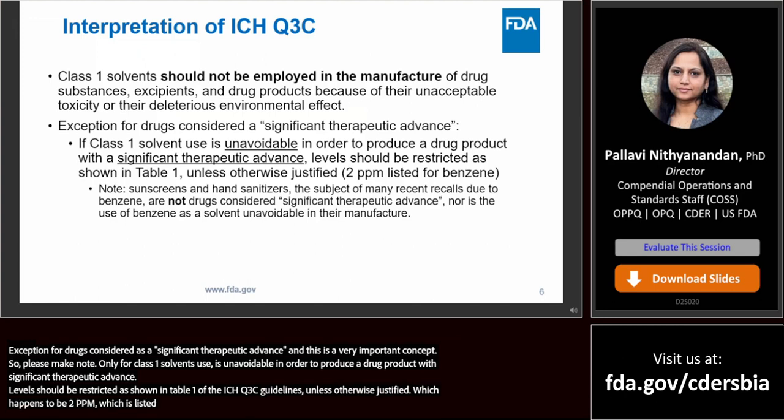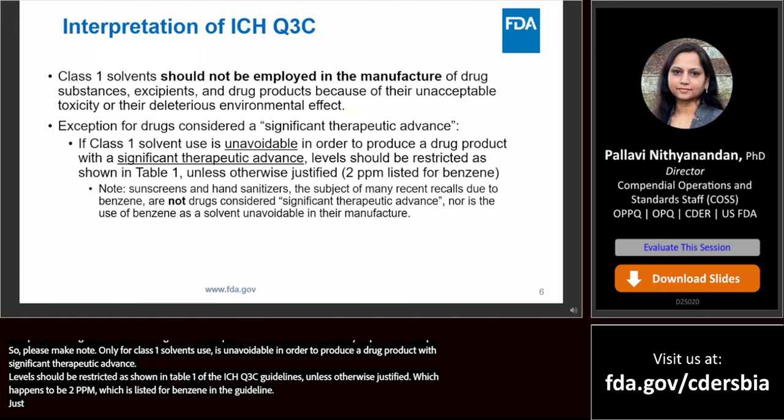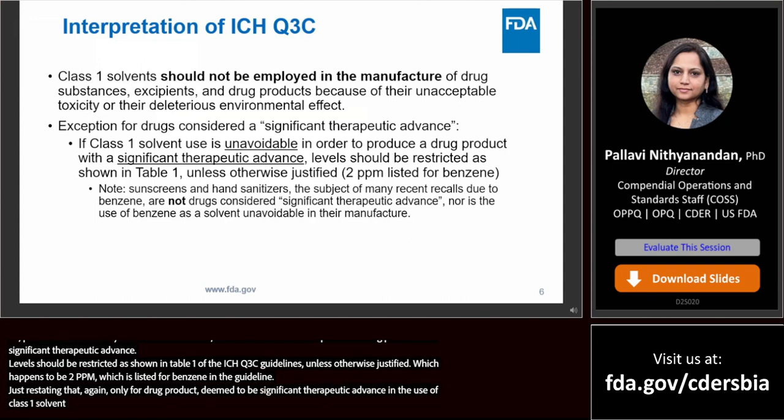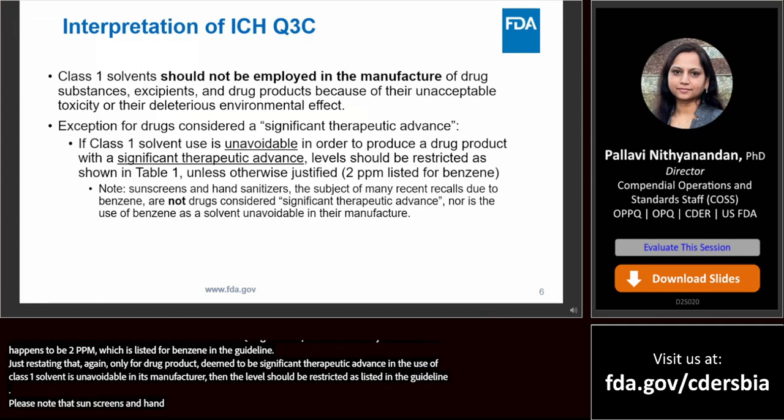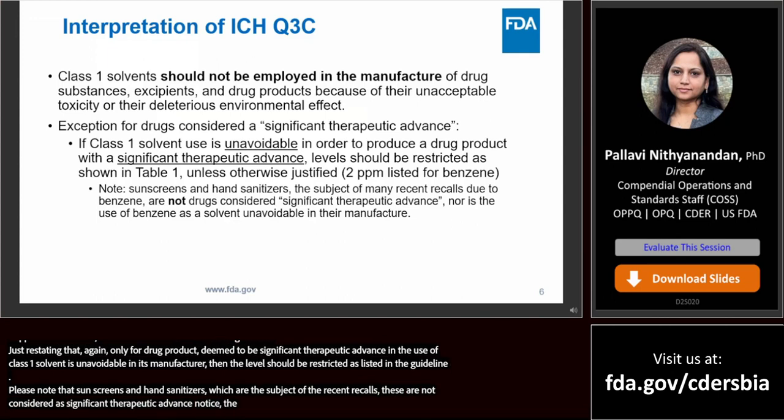Just restating that again, only if a drug product is deemed to be a significant therapeutic advance and the use of a Class 1 solvent is unavoidable in its manufacture, then the level should be restricted as listed in the guideline. Please note that sunscreens and hand sanitizers, which are the subject of the recent recalls, are not considered as significant therapeutic advance, nor is the use of benzene as a solvent unavoidable in their manufacture.